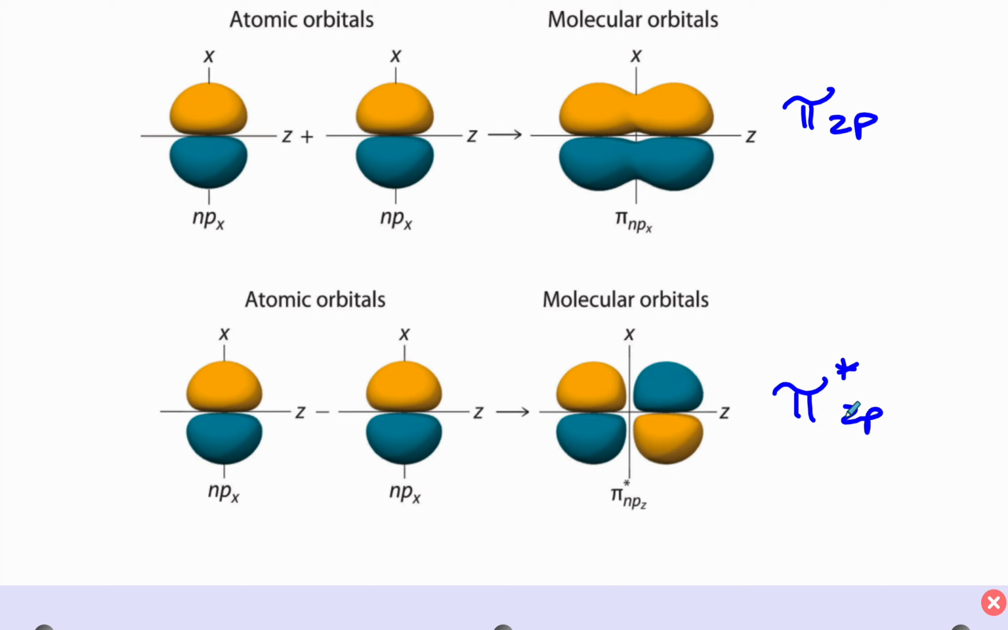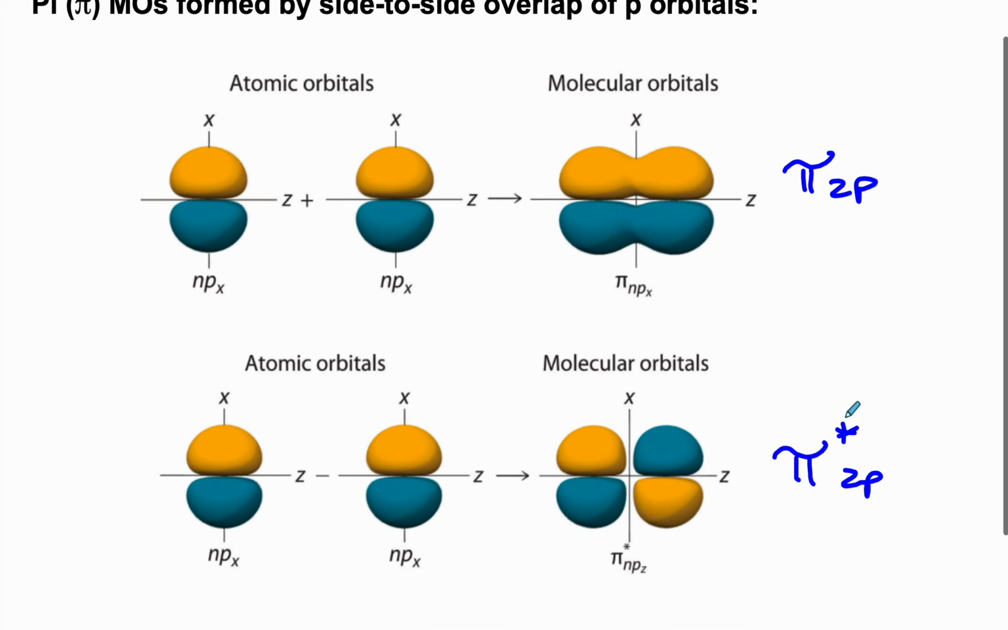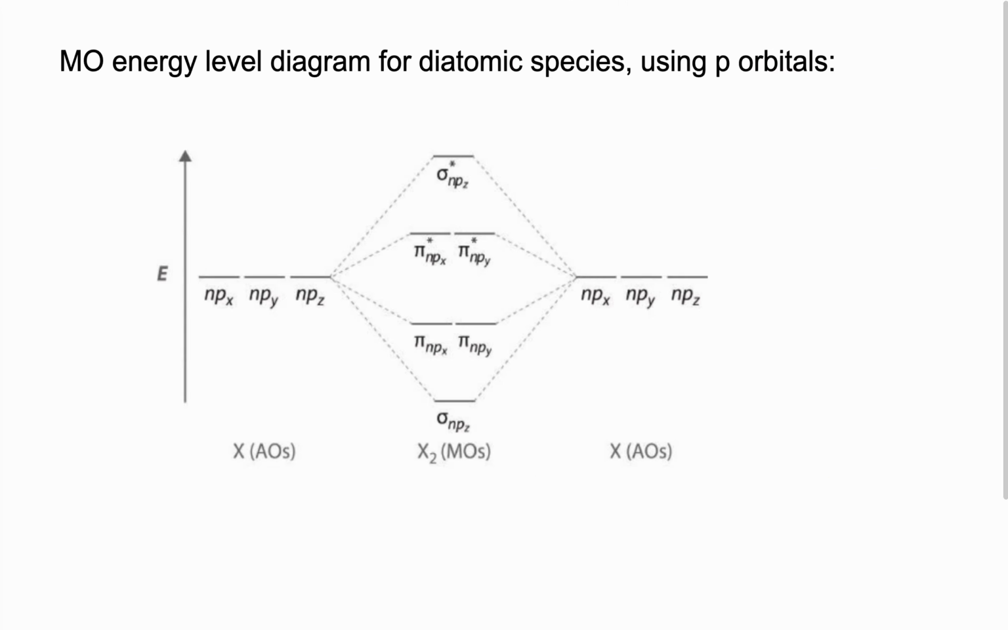Now, because there are two such p orbitals like this, that means we can get two pi 2p bonding molecular orbitals and two pi star 2p antibonding molecular orbitals. And when we simply look at the molecular orbitals that come from the p orbitals, we see an energy level diagram that looks like this.